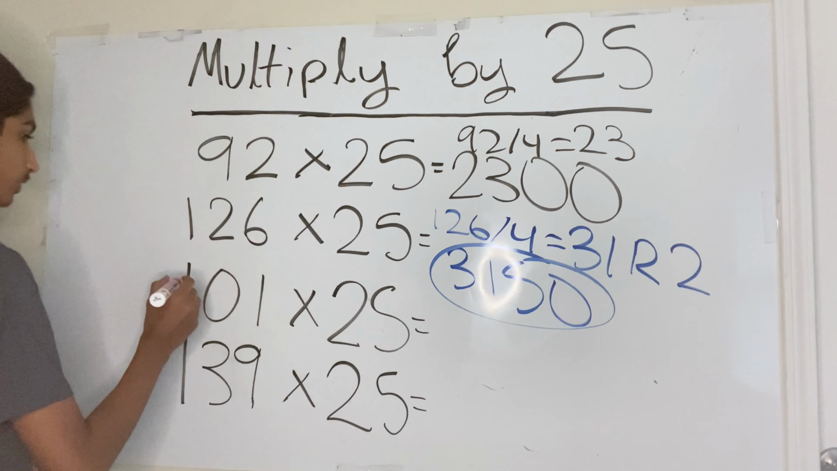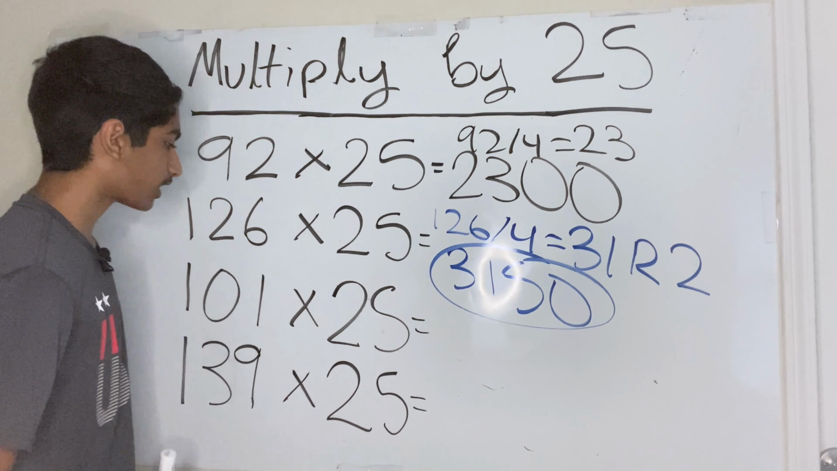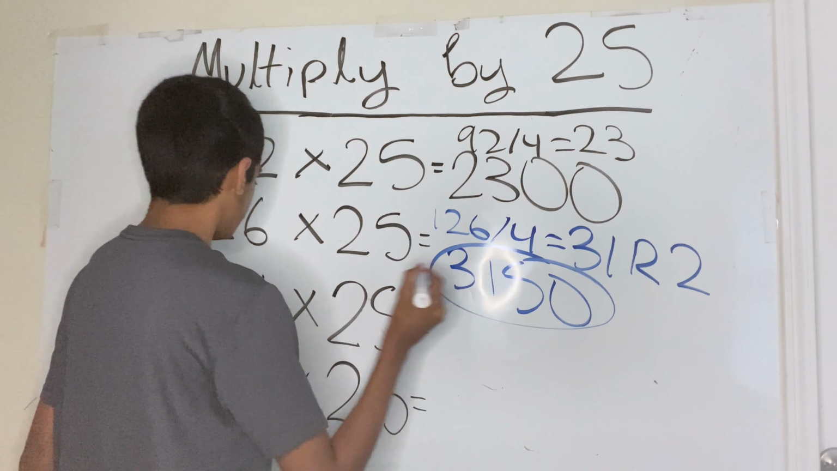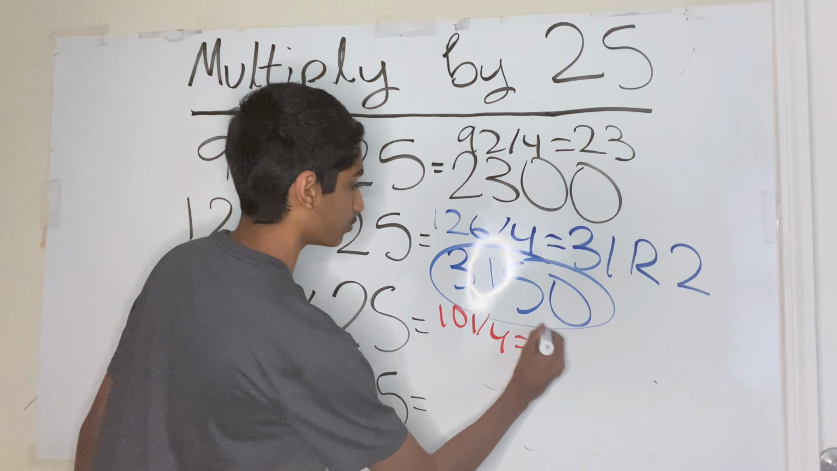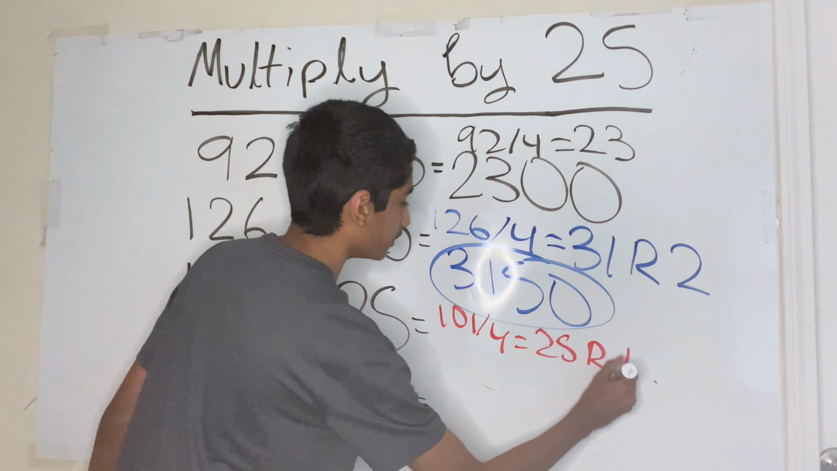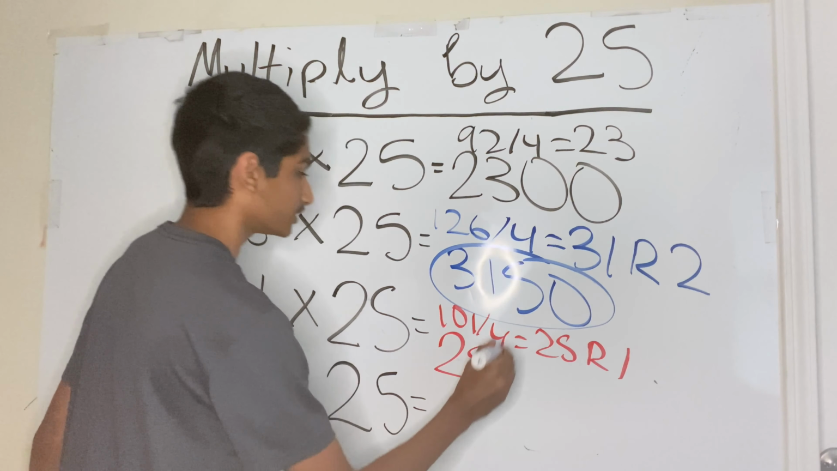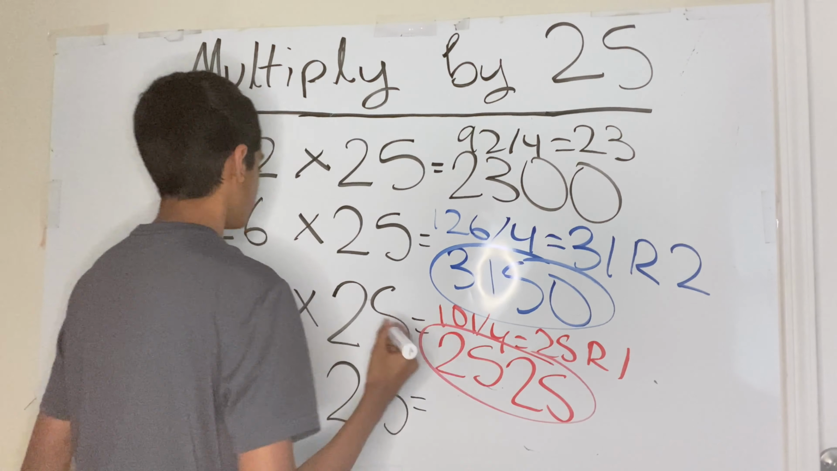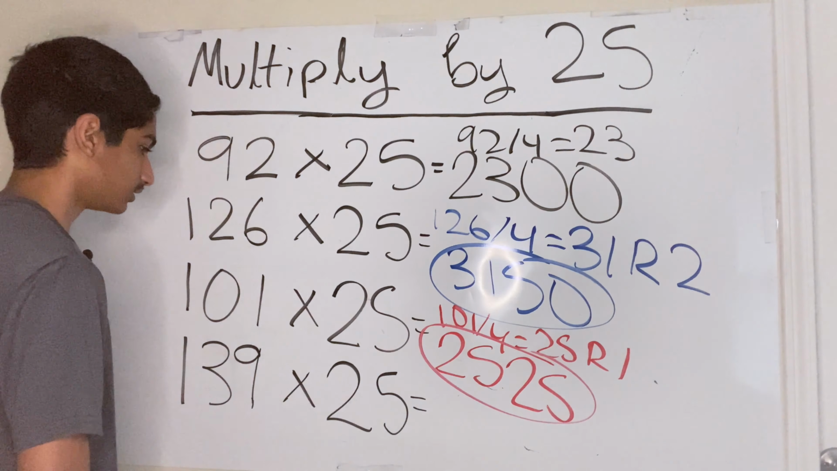Now for the third example, we have 101 times 25. Now 101 is 1 more than 100, which is divisible by 4 completely. So 100 divided by 4 would be 25. So 101 divided by 4 would be 25 with a remainder of 1. So then we have 25 as the first two digits, and then that remainder of 1 causes another 25. So we have a 25, 25. And that actually makes sense according to our 101 trick, which is in my speed multiplication playlist.